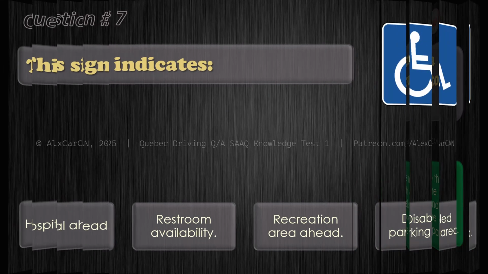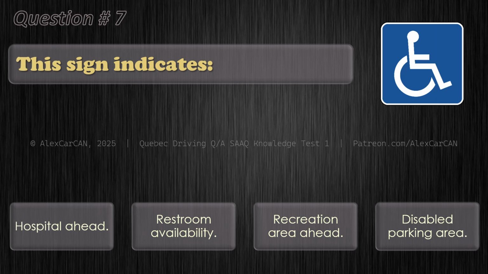Question number 7. This sign indicates hospital ahead, restroom availability, recreation area ahead, disabled parking area. The correct answer is disabled parking area.